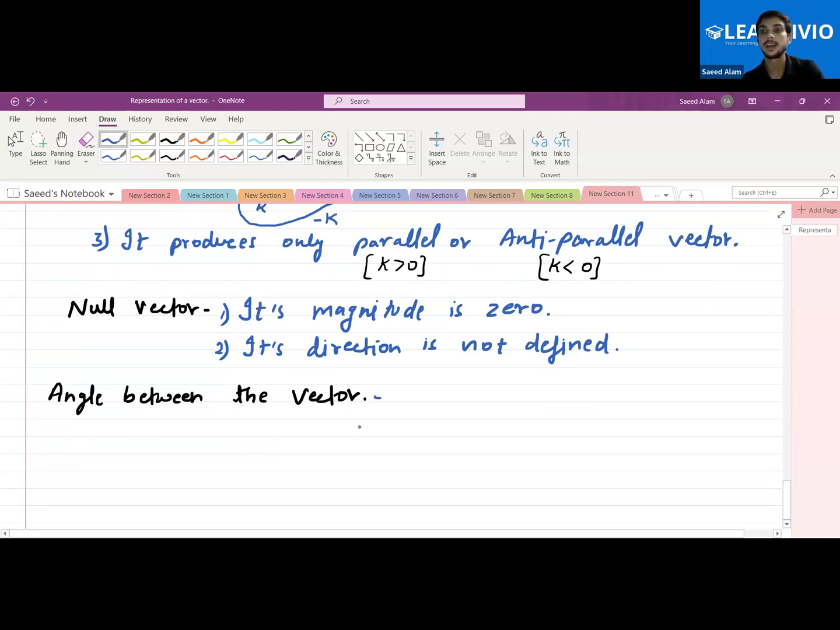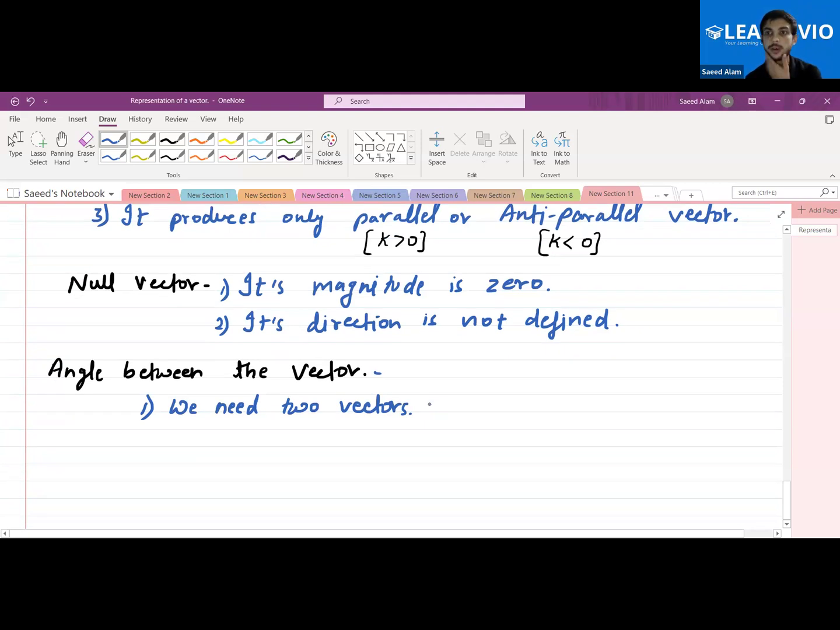Angle between the vectors. First of all, we need two vectors for this. Understood? So the first thing we are clear about is that we'll have two vectors, and we need to find the angle between them. Yes or no? Yes. Now how are we going to do it? We are going to use the graphical approach here. Definitely, the graphical way is the only way we are going to use to find the angle between the vectors.